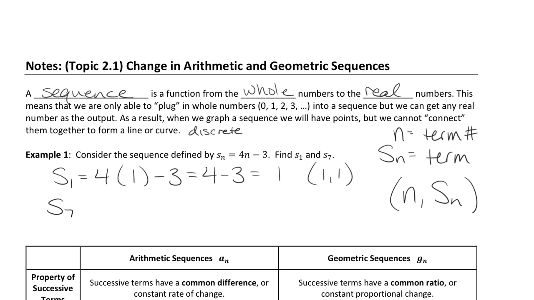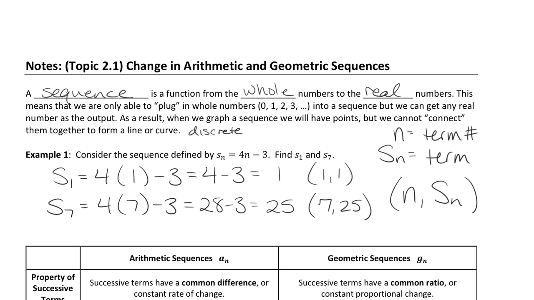If we're doing S sub 7, what are we plugging into this sequence? 7. So we're going to do 4 times 7 minus 3. 4 times 7 is 28. 28 minus 3 is 25. So our coordinate point here would be 7, comma 25. The term number is 7 and the term is 25. It works just like an input and an output, like an x and a y. It's just a sequence. Does that make sense?